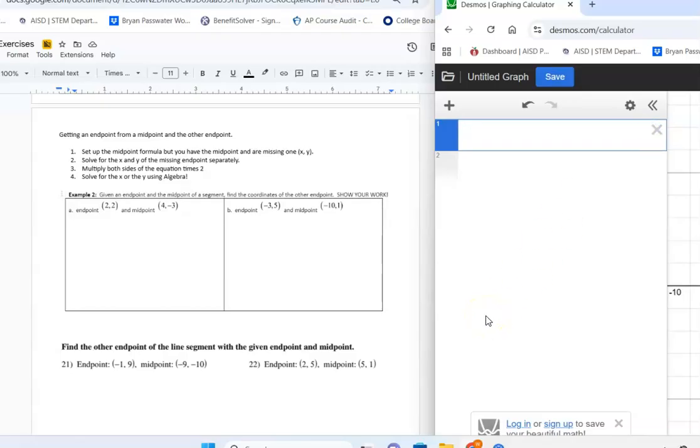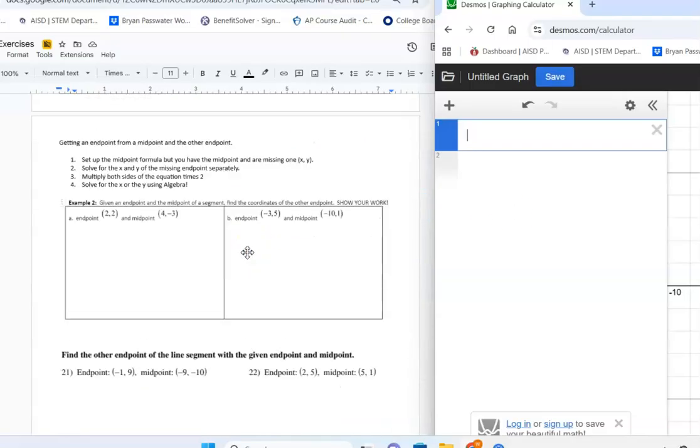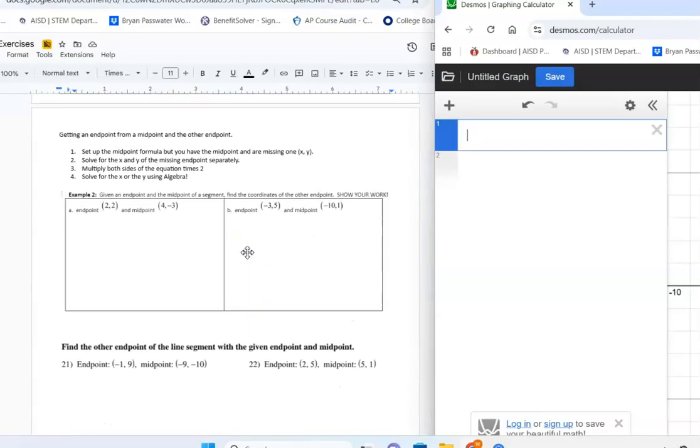Okay, so let's say you have the midpoint, and now you need one of the endpoints. This is a little bit harder, but it involves the exact same formula. The previous ones were where you're given two endpoints and find the midpoint. This is where you're given the midpoint and one of the endpoints, and you have to figure out the other endpoint.